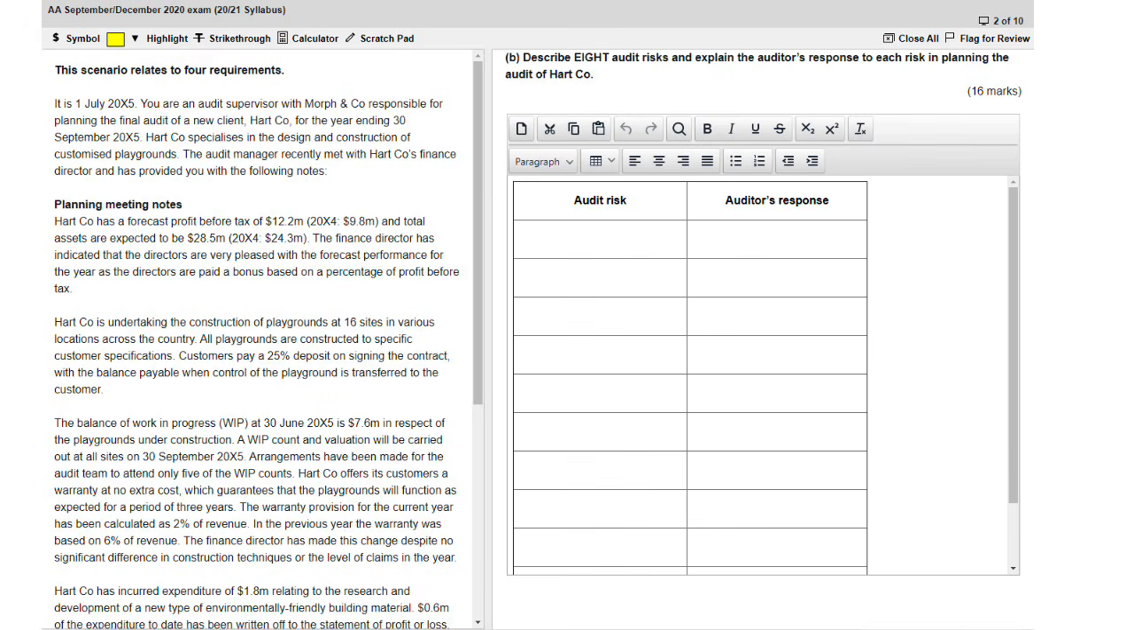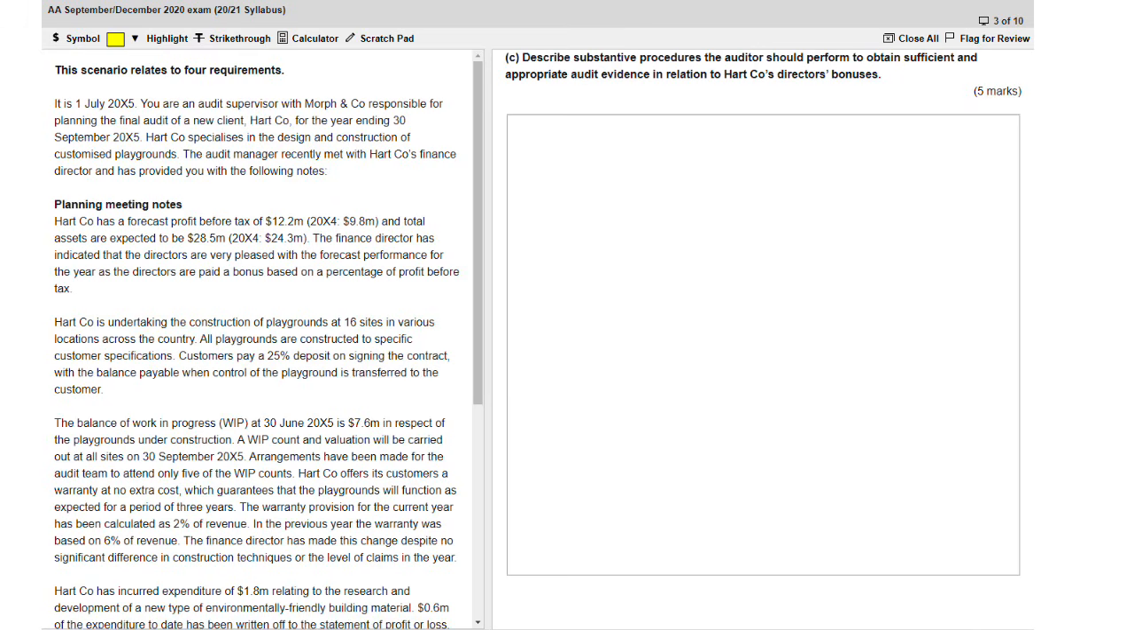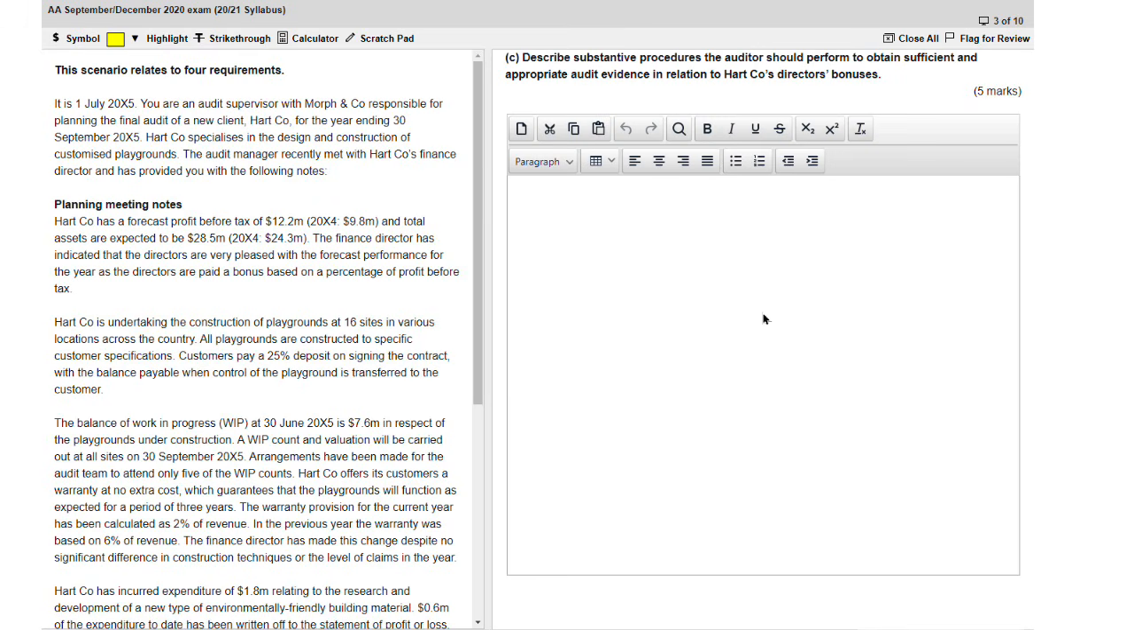Then the next one is the big one. Describe 8 audit risks and the response to risk. So we always get a question like that somewhere in the exam. One of the most important, but it would need us to look at the scenario. Number C, let's have a look. Describe procedures, substantive tests or procedures in respect of directors' bonuses. So that must be somewhere in that scenario.